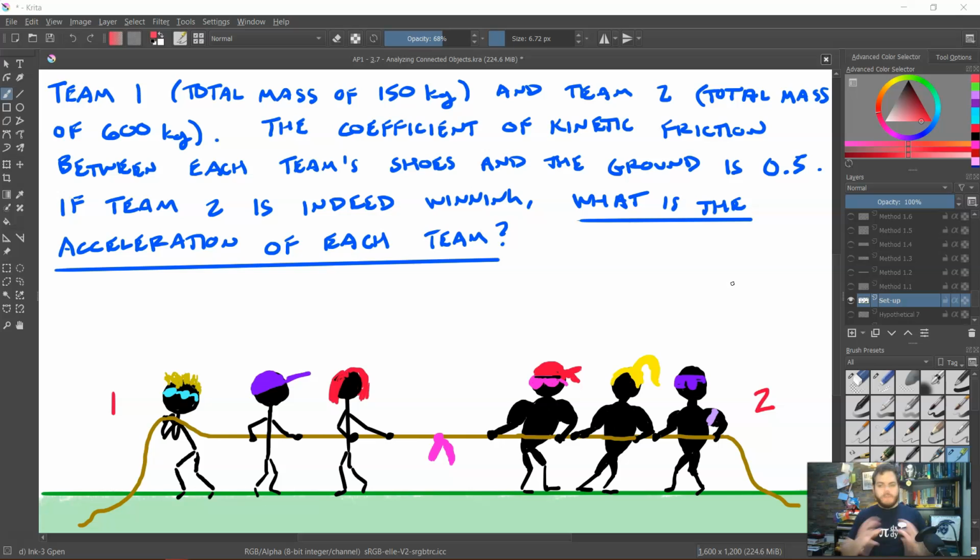Now, the best way to learn about how to analyze systems of connected objects, and by that we mean objects that are literally connected to one another, is really just to go through an example. So let's have a little scenario here that you're probably all familiar with, which is a game of tug-of-war.